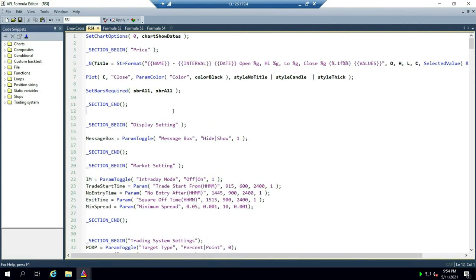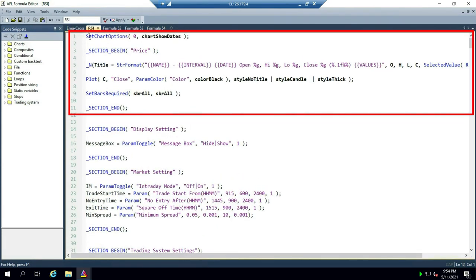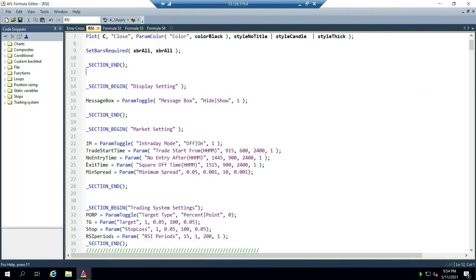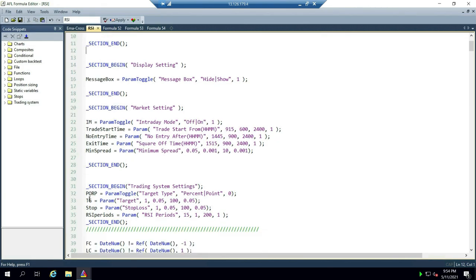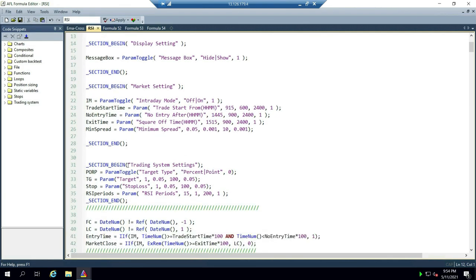So I'll just zoom in and go through the overview. As I said, the first few lines are for candlestick plotting. In the previous video I explained this. Then we have intraday time, trade start time, no entry time, exit time, points or percentage, target, stop loss. All these variables will remain the same.